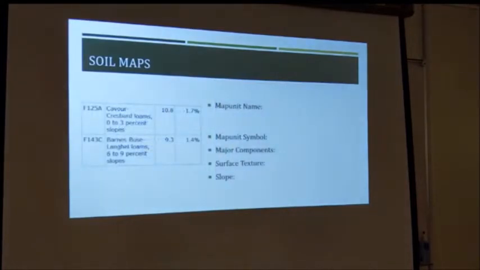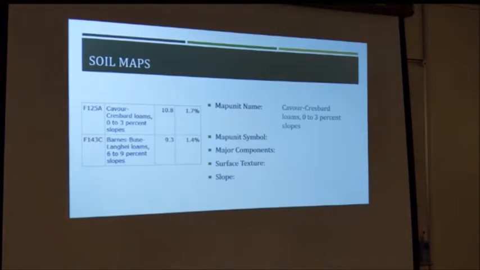So what I like to do with the students is help them to learn what exactly a map unit name is, what a map unit symbol is, and then how to break down that map unit name into these different meanings. And they do this a lot at the competition as well. So I broke out this one example that F125A will do first. We have Cavor Crestbarn loams, 0 to 3% slopes, excuse me. So we ask them, what is the map unit name? That would be Cavor Crestbarn loams, 0 to 3% slopes.